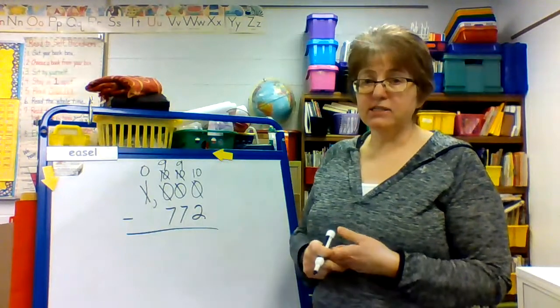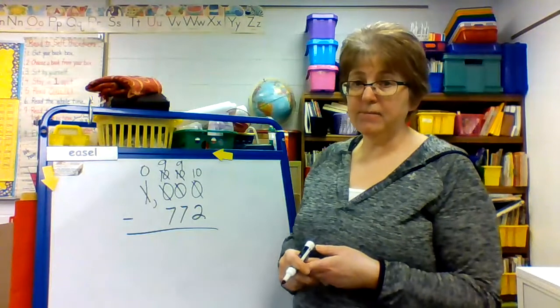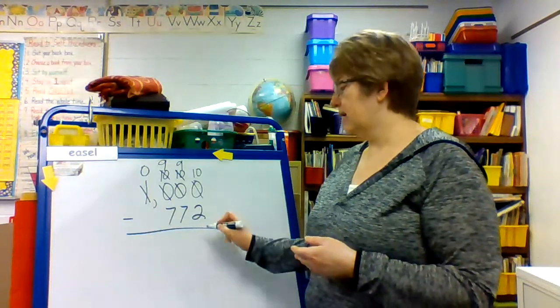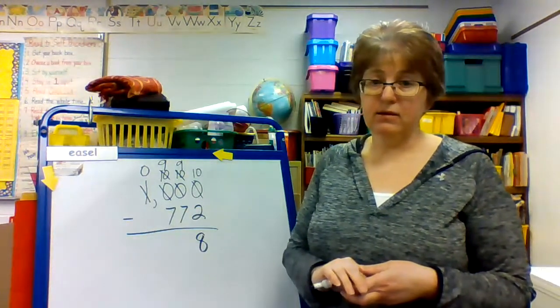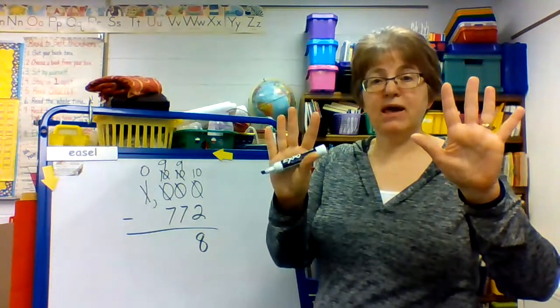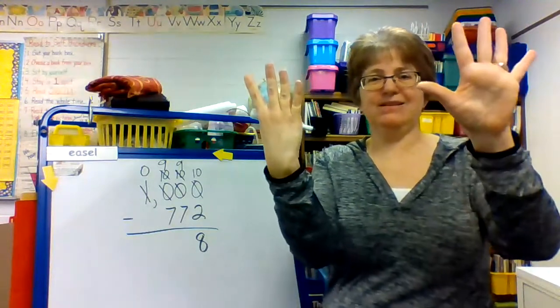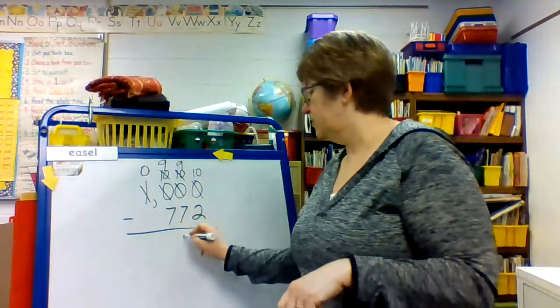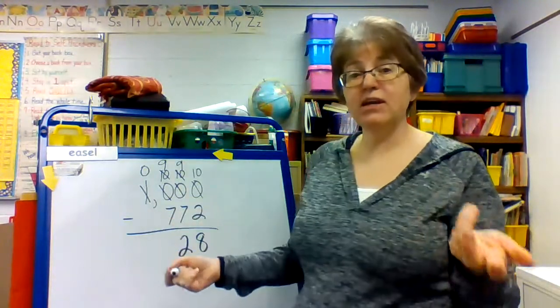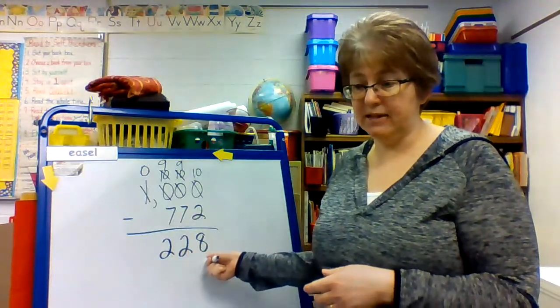10 minus 2 gives me, what goes with 2 to make 10? 8. Okay, 9 minus 7. So if I have 9, and I take 7 away, I take away 5, 6, 7. That leaves me with 2. And 9 minus 7 again is 2. So my answer is 228.